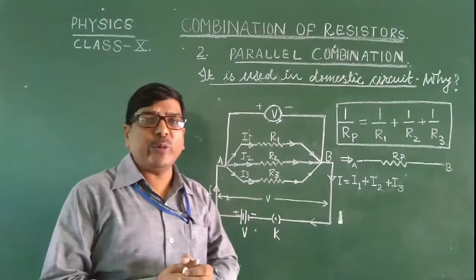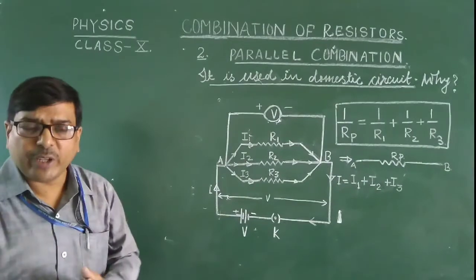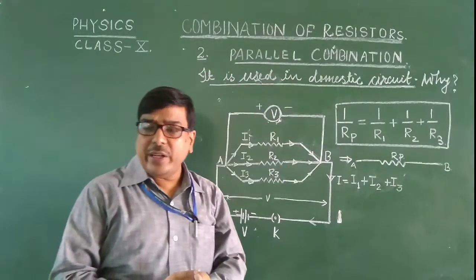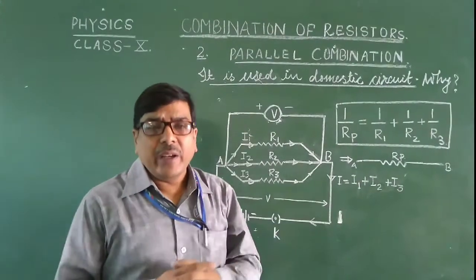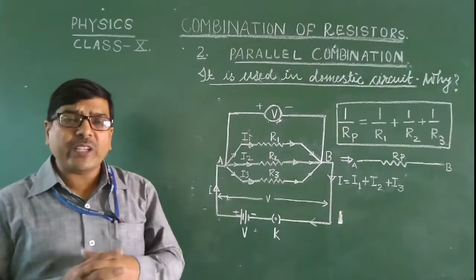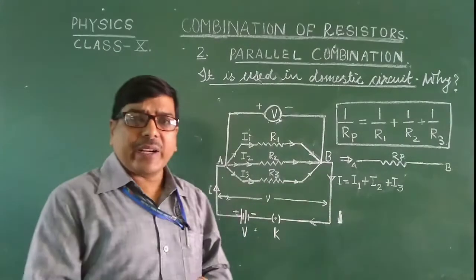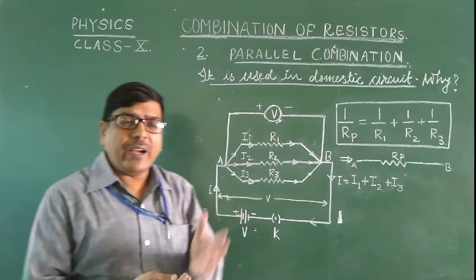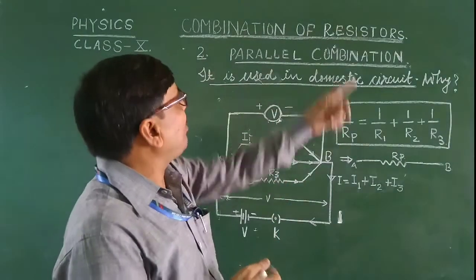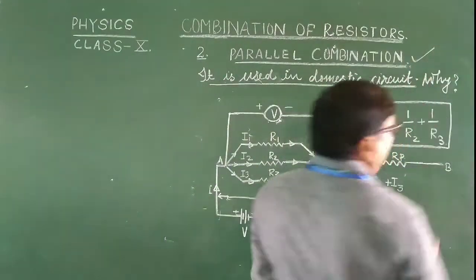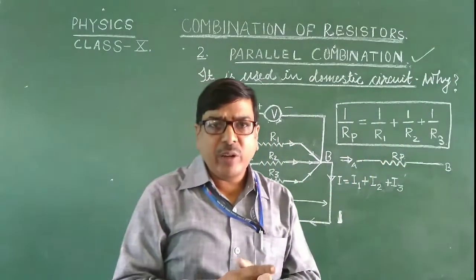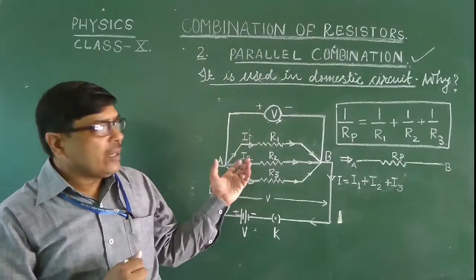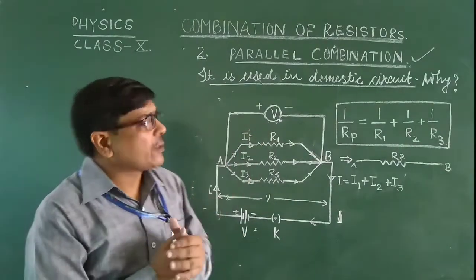Today I am going to discuss the most important topic in electricity: the combination of resistors. As we know, two or more resistors or resistances are connected by two methods. The first method is series and the other is parallel. Today we will learn about the parallel combination. How can a parallel combination of two or more resistors be done? We will learn in this topic.